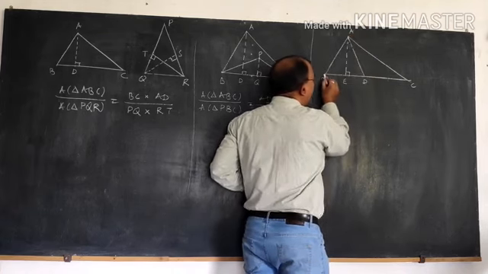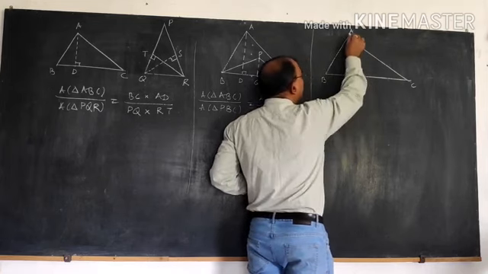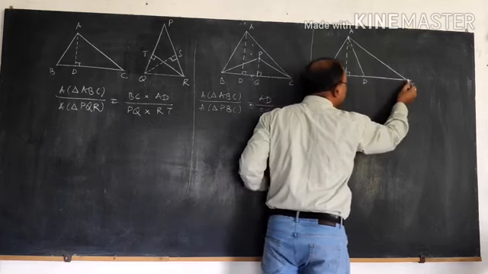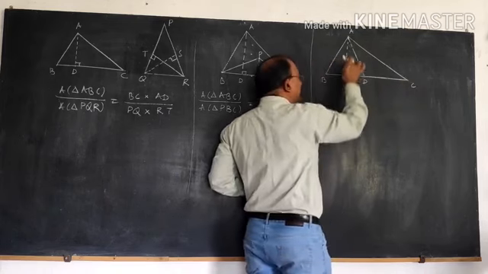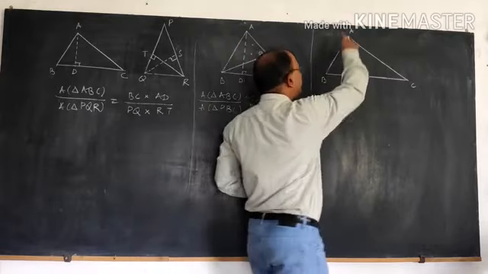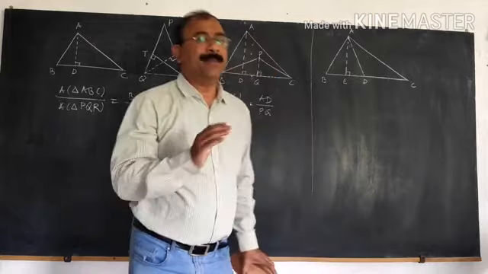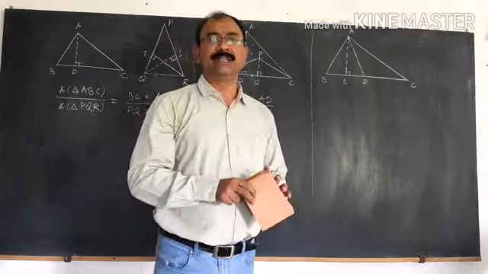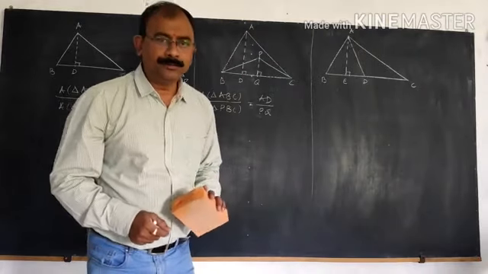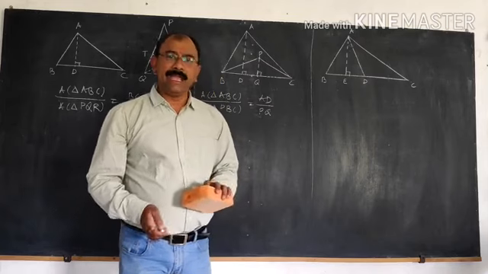Triangle ABD has the height AE. Triangle ADC also has the same height AE. And the largest triangle ABC also has the same height AE. So there are three triangles having the same height AE. Okay. Now, again we can calculate the ratio of their areas.